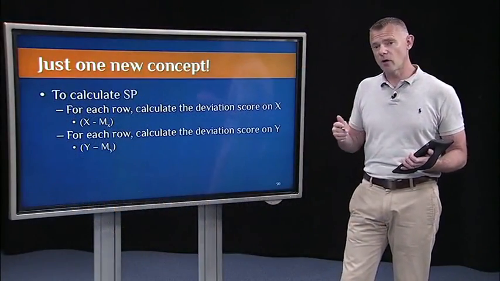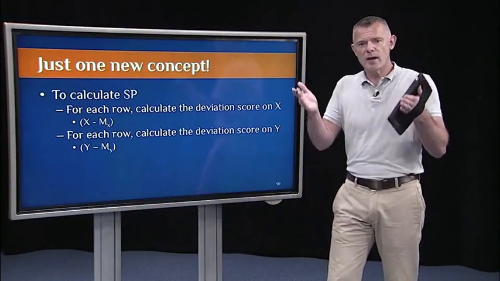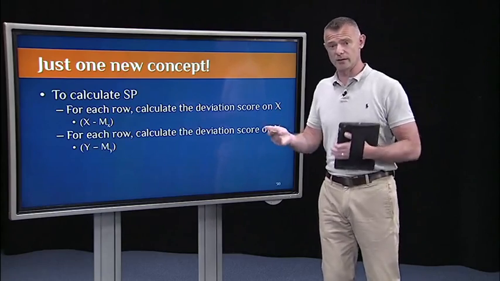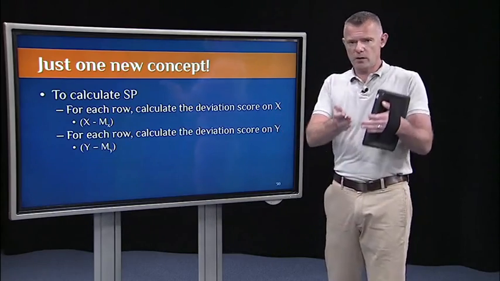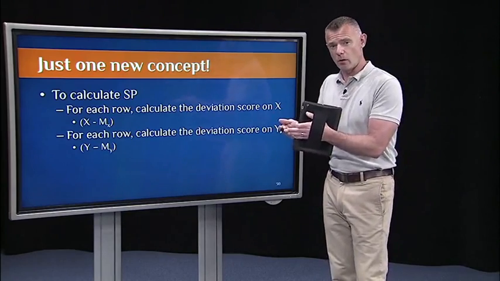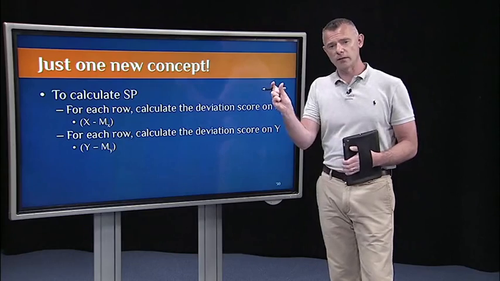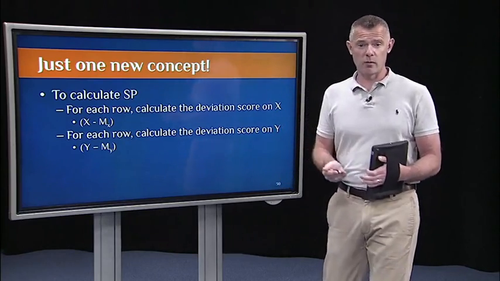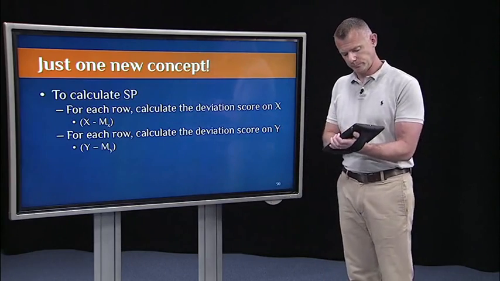To calculate sum of cross products, remember now we have two variables because we're looking at the correlation between x and y. So we're going to calculate the deviation score on x, the deviation score on y, and take the product of those and sum those products. That's the sum of cross products, or SP.